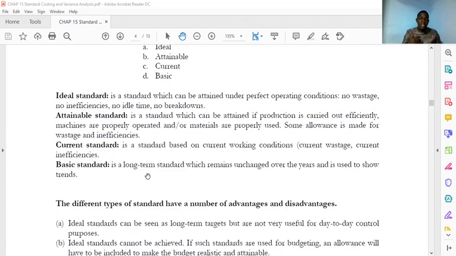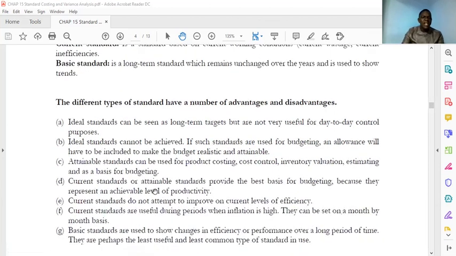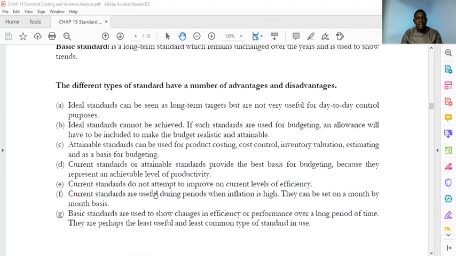So in exam, they can be listed, or you can be asked to state and explain the various forms of standard or types of standard. So take note of them. Now let's look at the different types of standards. The different types of standards have a number of advantages and disadvantages.